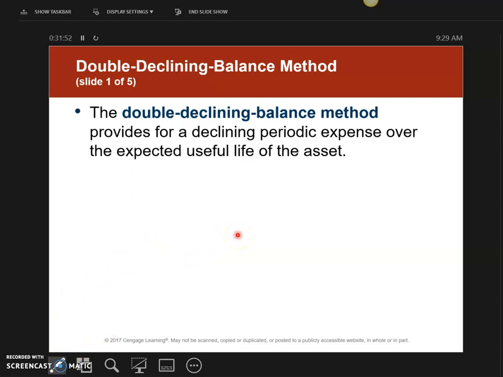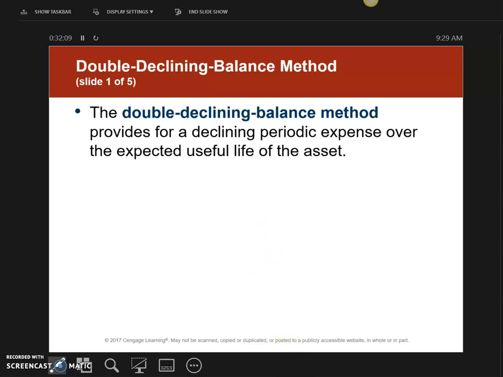Next, we're going to examine what we call the double declining balance method, also known as DDB. As you notice, I have acronyms for everything in accounting. On this one, this is the hardest one there is, and you'll know why when I finish explaining it.